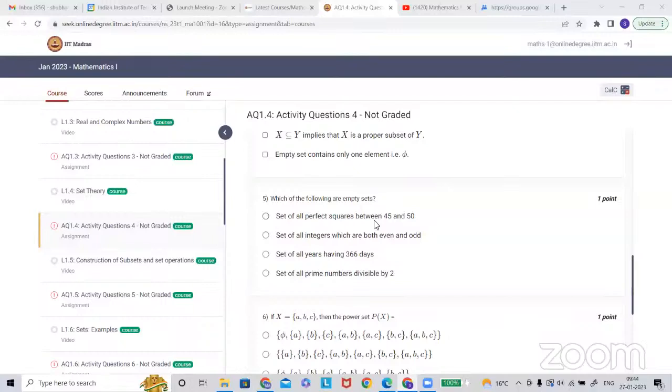So all prime numbers divided by this, that's my answer. They told that the set of all integers that are both even and odd is the empty set. Okay.